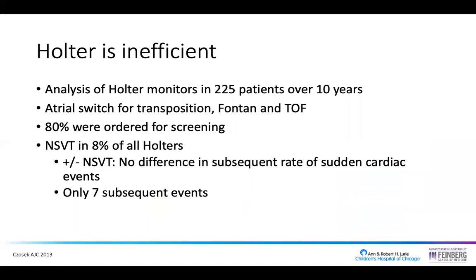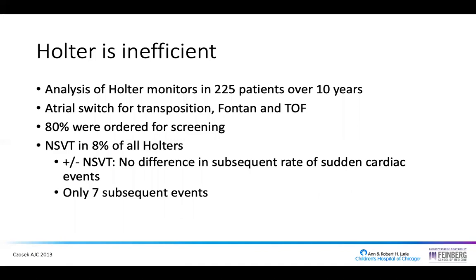So how do you find this VT? Well, Holter is inefficient. This is an analysis from Rick Josik in 2013, and they looked at 225 patients over 10 years. And these were serious diseases: atrial switch for transposition of the great arteries, single ventricle physiology, which is repaired by something called the Fontan operation, and then tetralogy of Fallot, which is this disease I keep telling you about that we study a lot.